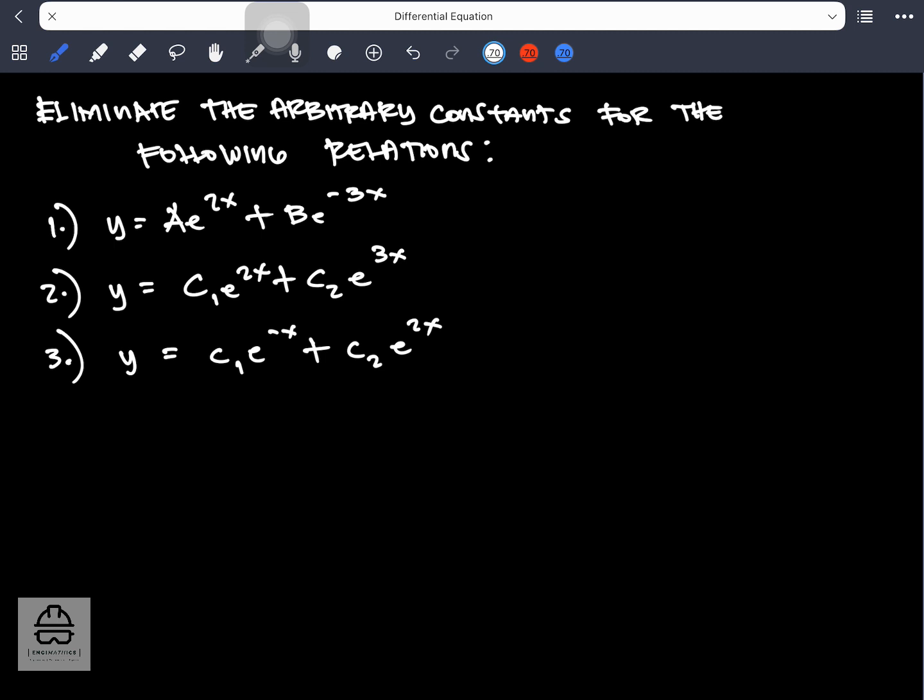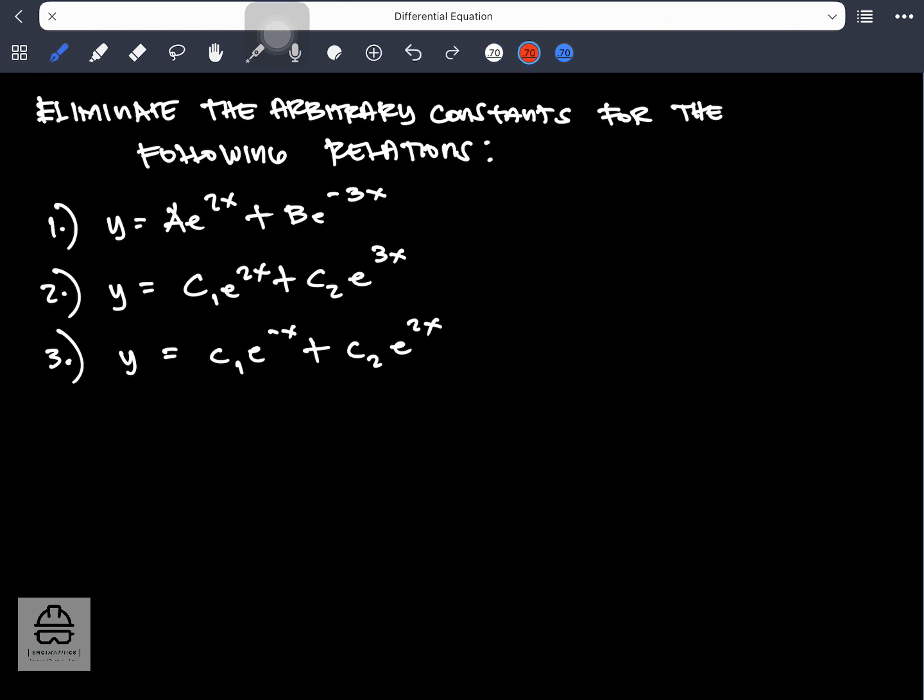Okay, so please take note of the following. First, the order of the derived DE is the same as the number of arbitrary constants. Second, the number of times that we will differentiate is the same as the number of arbitrary constants present in our equation. For example, here in equation number 1, we have two arbitrary constants. We have the A and the B. Therefore, this entire equation, we will derive it up to the second derivative.